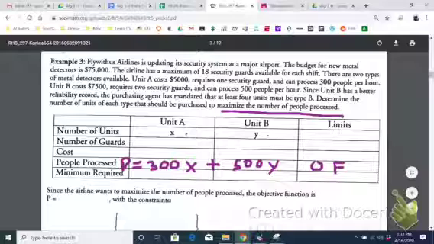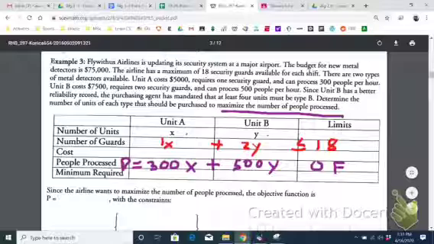And then our constraints are going to be from the other information that we're given. So for the number of guards, for every Unit A, that's one guard that you need, so 1x, and for every Unit B that you get, that's 2 guards you need, so 2 times y, and we only have 18 guards available for each shift, so one of our constraints will be x plus 2y has to be less than or equal to 18.